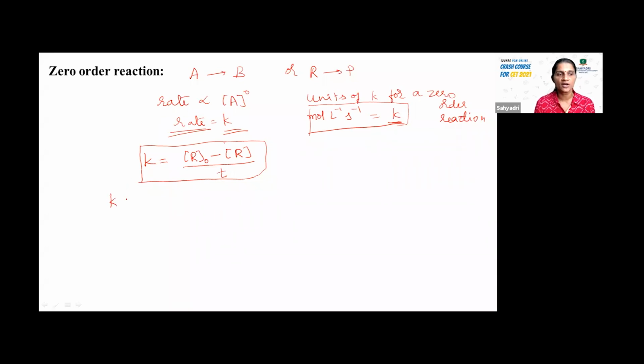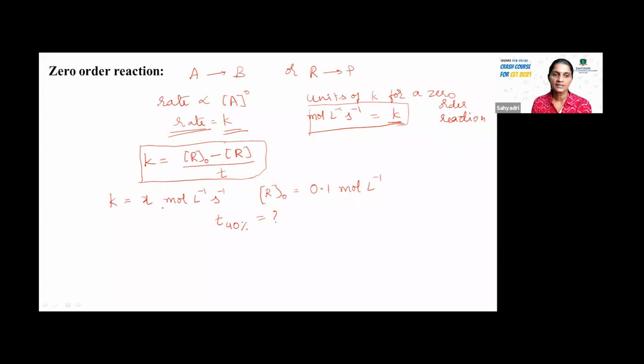K value for a zero order reaction is X moles per liter per second. Now, R naught, the initial concentration, I can give as 0.1 moles per liter. Now, calculate the time required for 40% completion of this reaction. A zero order reaction example I'll give. This is a question. First, solve this.